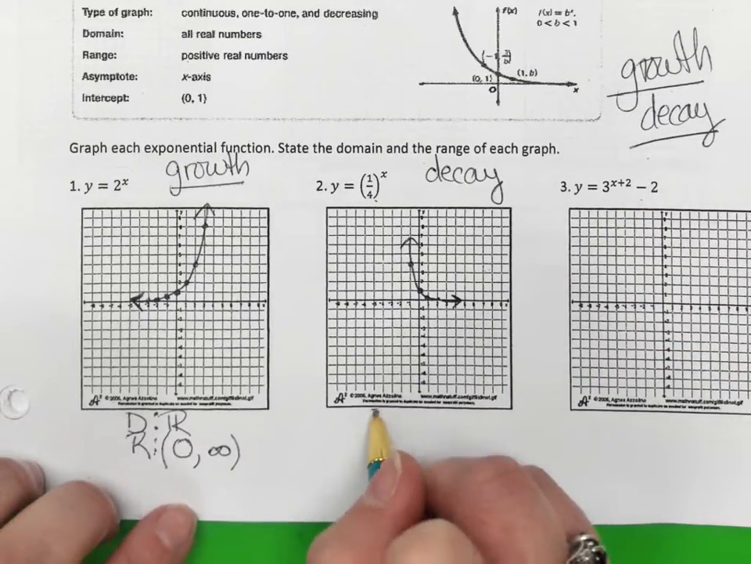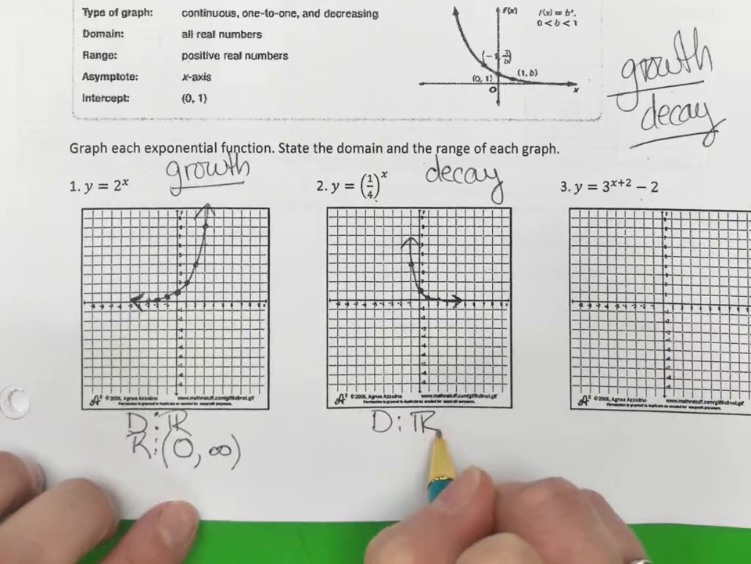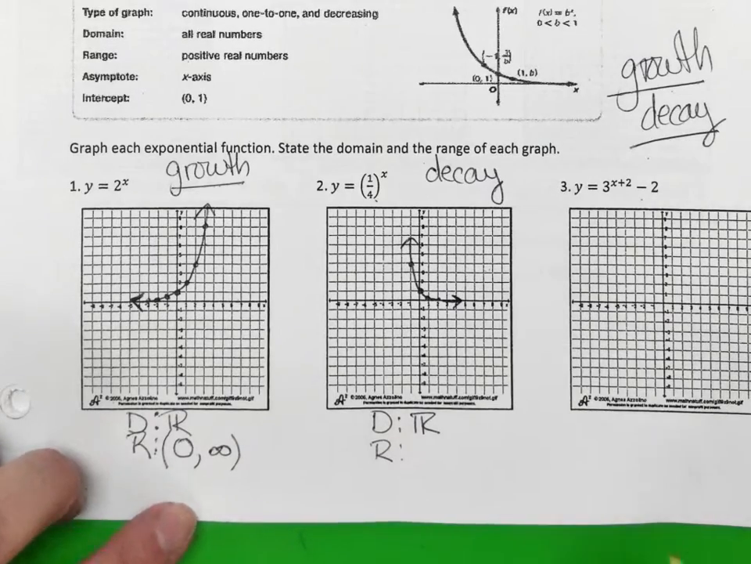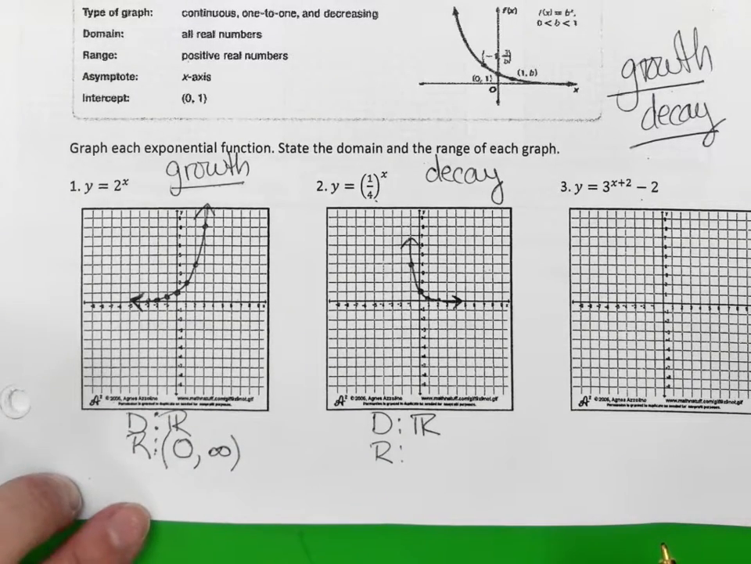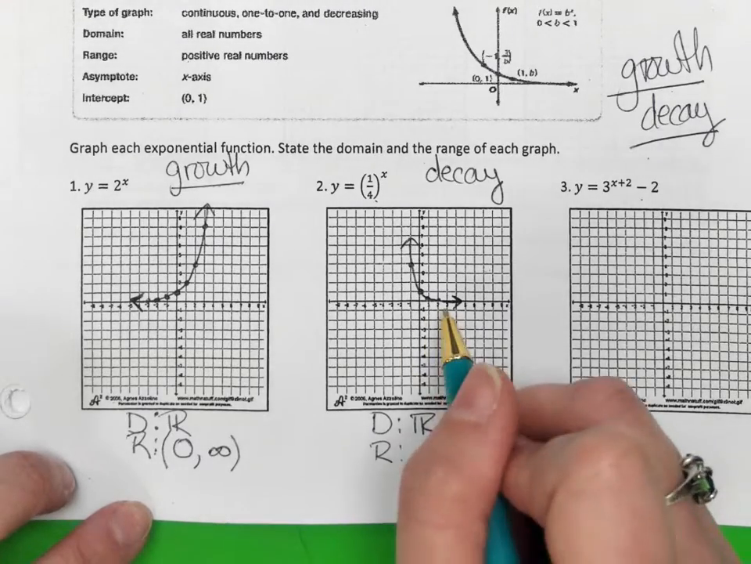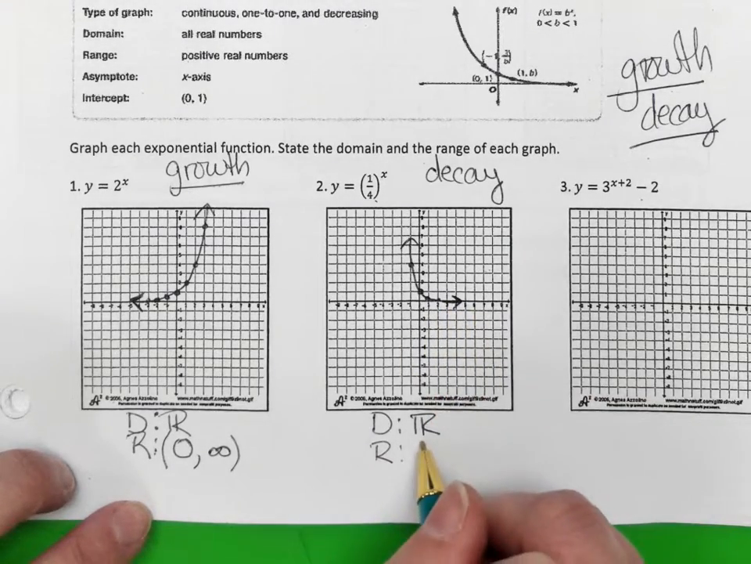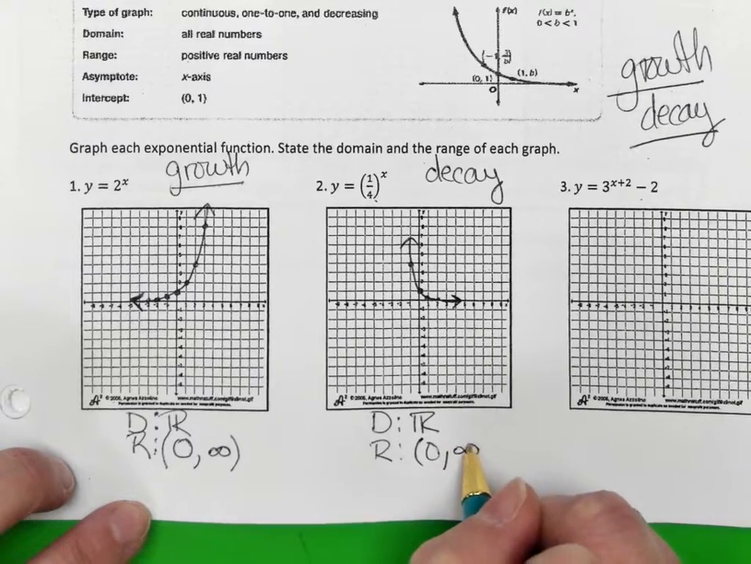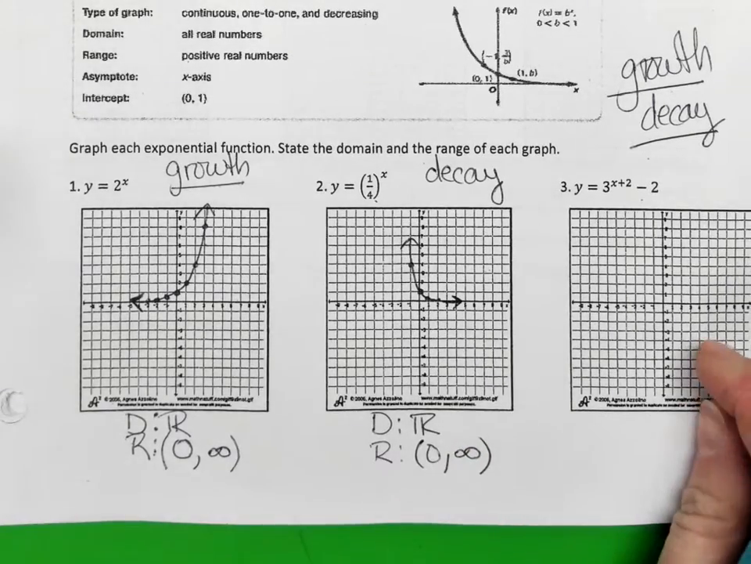What's my domain? All real numbers. Ooh, is it always going to be all real numbers for exponential? Yes, it will. Yes, it will. All right, what about my range? Range is starting from the bottom, right? Remember the crazy song? Y'all thought I was crazy? What's the bottom? Does it get a parentheses or bracket? Parentheses. And where does it go up to? Up. It goes up to positive infinity.